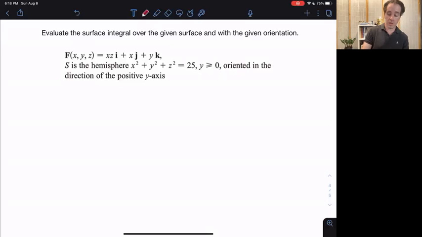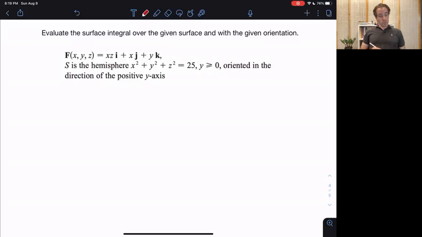One of the big differences when you do integration of a vector field is that you have to look at the orientation of the surface that you're looking at. So that's why this specifies an orientation. The surface is going to be oriented in the direction of the positive y-axis.